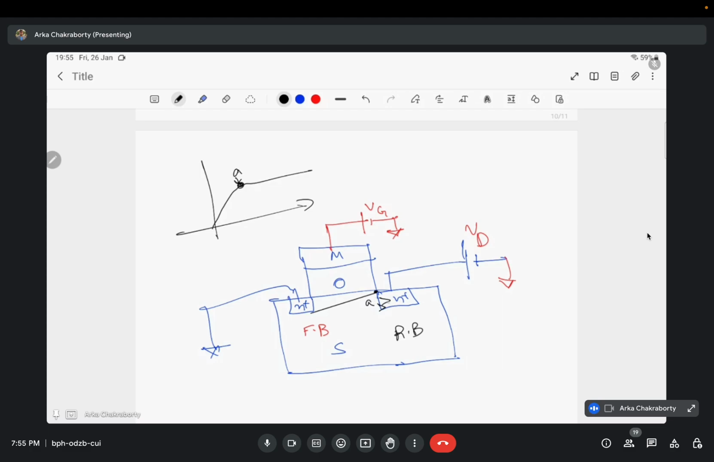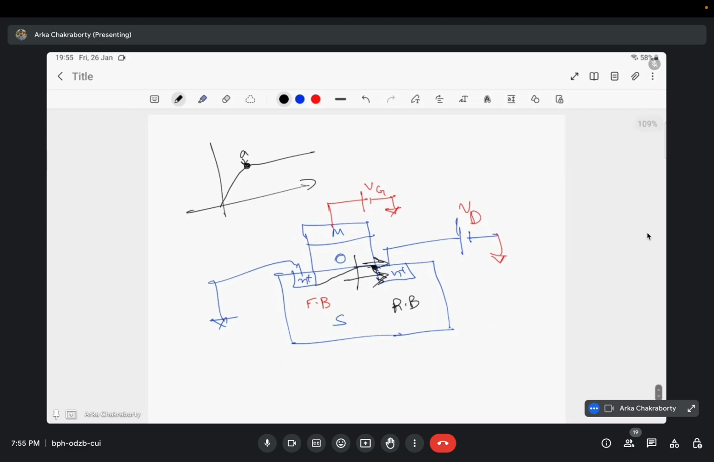If you further increase VDS, it will not affect it, because at this point the electron density is already zero. All the electrons that are coming are already swept. If you further increase VDS, what will happen? It will become something like this. All the electrons that come will directly go and will not be able to form the channel here.